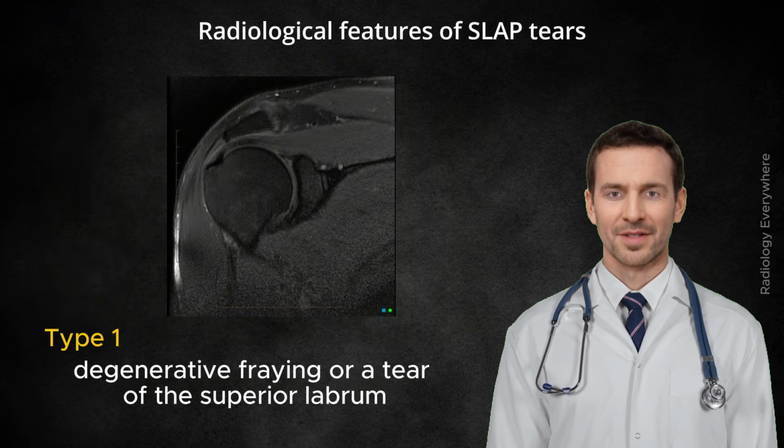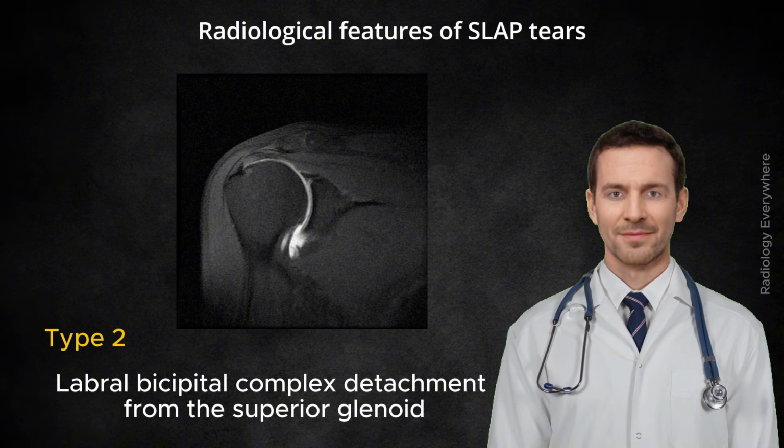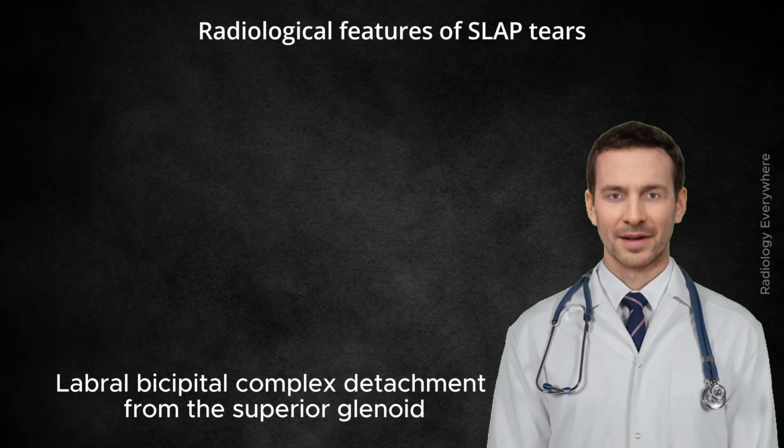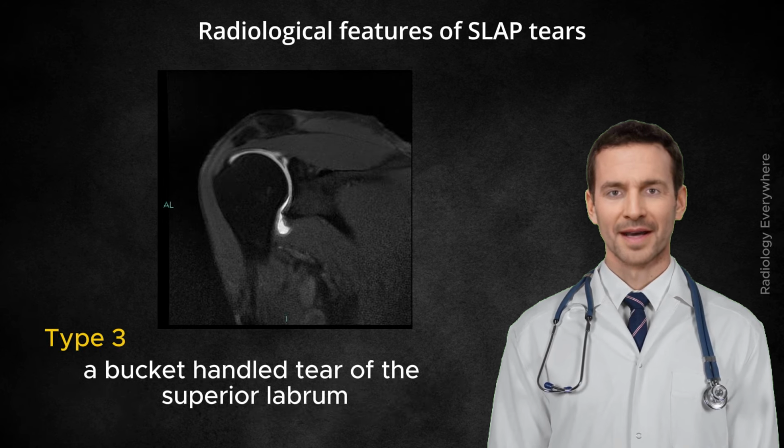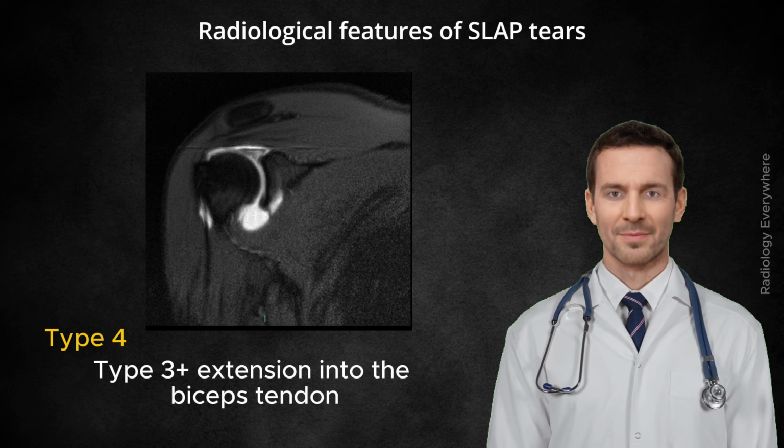Type 1. Degenerative fraying or a tear of the superior labrum. Type 2. Labral bicipital complex detachment from the superior glenoid. Type 3. A bucket-handle tear of the superior labrum. Type 4. Type 3 plus extension into the biceps tendon.